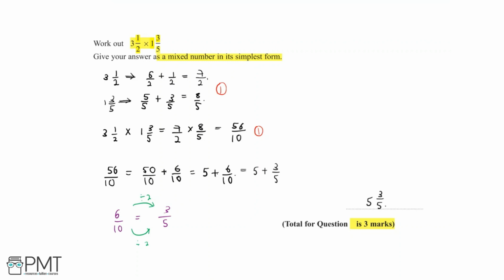And we get the third and final mark for correctly simplifying 56/10 into a mixed number in its simplest form, and we said that 56/10 is equivalent to 5 3/5, allowing us to get the full 3 marks needed in this question.